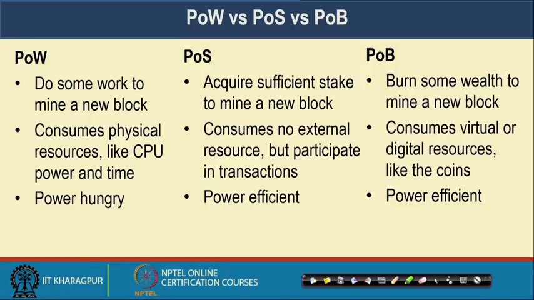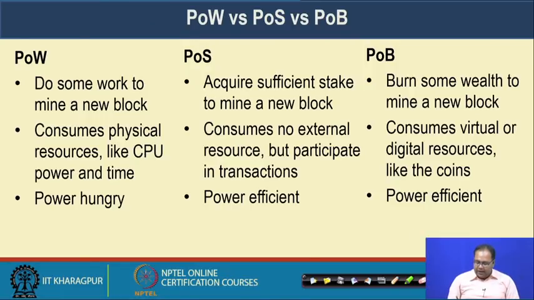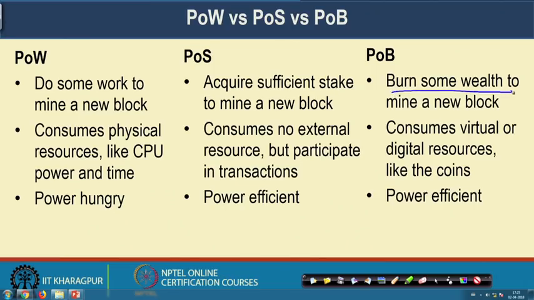So, this is the broad difference between the three: proof of work, proof of stake and proof of burn. In case of proof of work, you do some work to mine a new block. So, you find out a hash function for that, which is computationally difficult. In case of proof of stake, you acquire sufficient stake or wealth to mine a new block. You have to show that you have a certain amount of bitcoins with you, so that you can participate in the mining procedure. In case of proof of burn, you have to burn some wealth to mine a new block.